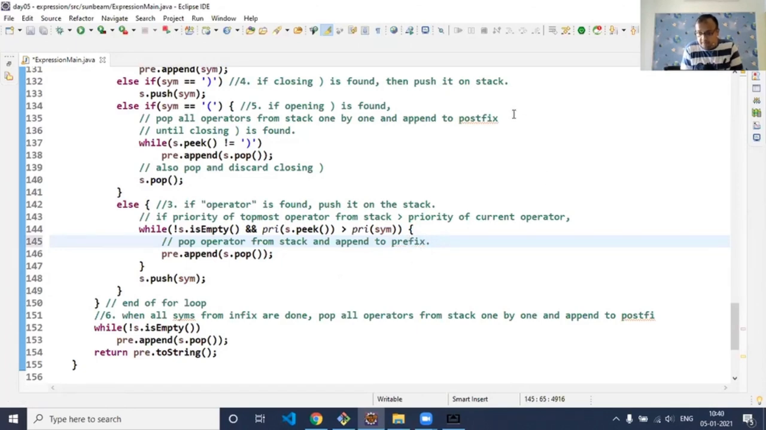Prefix word should be written in the comment. Where it says postfix word, I should write prefix word. Done. End of for loop. When all symbols for infix are done, pop all one by one and then put it to the prefix.